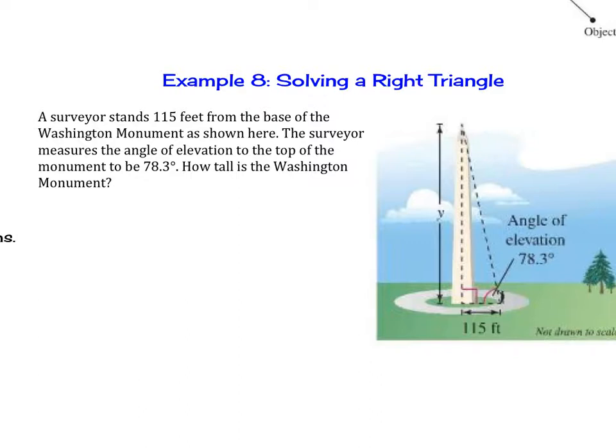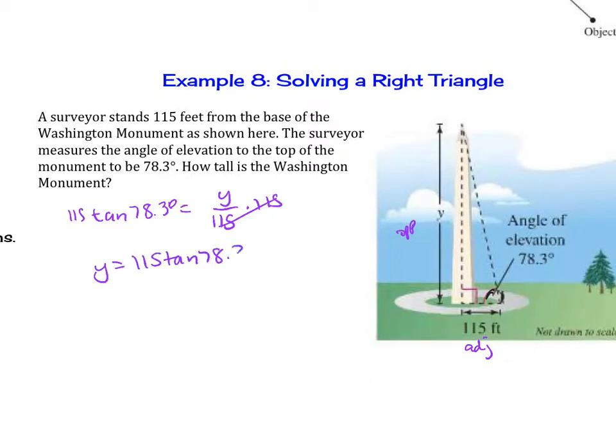So we want to look at what we're given. We know we have this angle here, and we have y. What is that in relation to the angle? Well, that is opposite. And then down here, this is adjacent. So what ratio can we use? Well, we can use tangent of 78.3 degrees equals opposite, the y, over adjacent 115 feet. To solve, we're going to multiply both sides by 115. So therefore, y equals 115 tangent of 78.3 degrees.